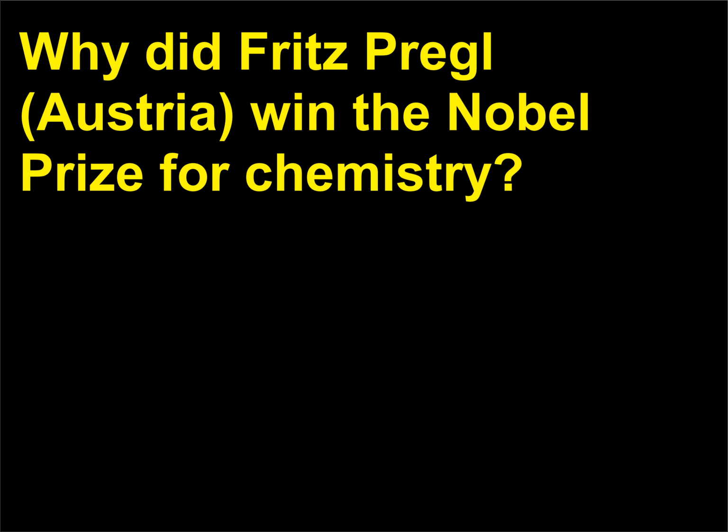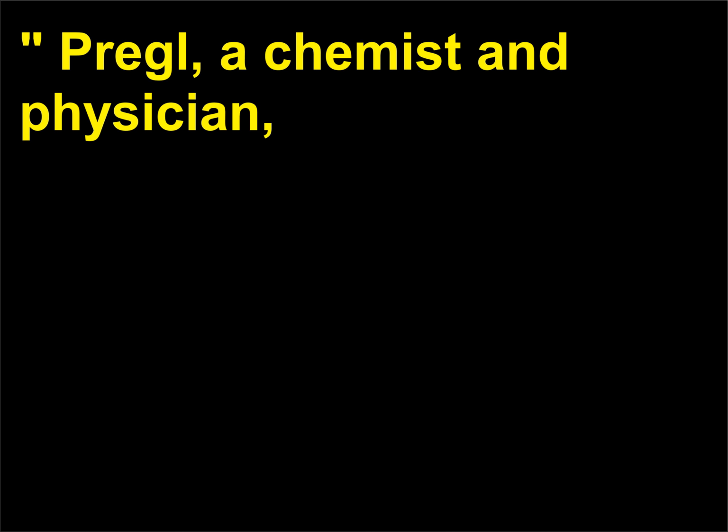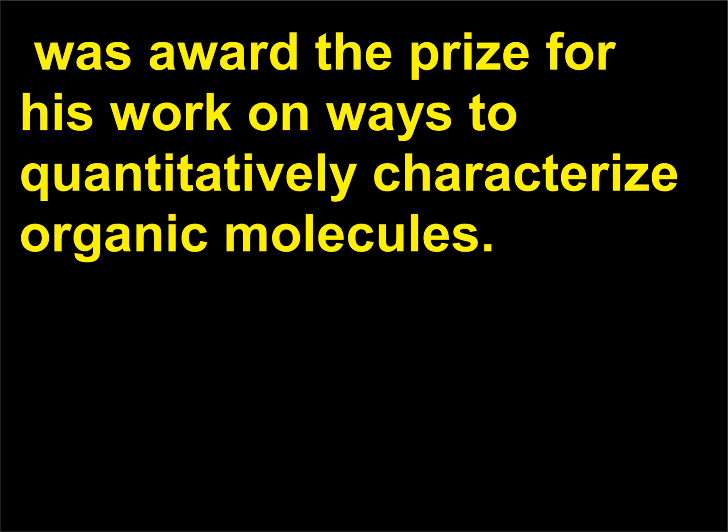Why did Fritz Pregl, Austria, win the Nobel Prize for Chemistry? For his invention of the method of microanalysis of organic substances. Pregl, a chemist and physician, was awarded the prize for his work on ways to quantitatively characterize organic molecules.